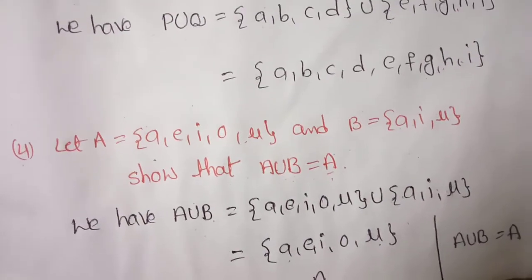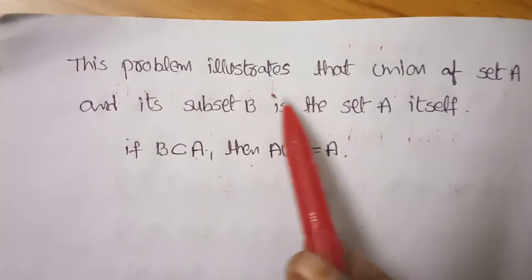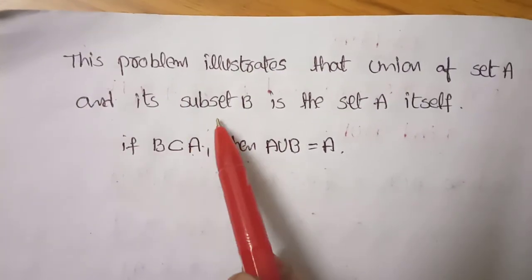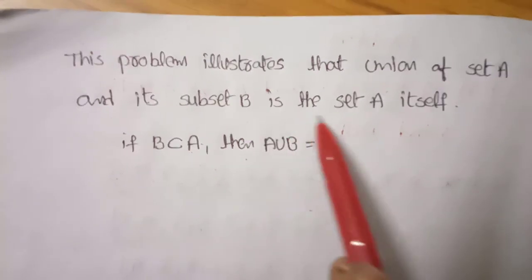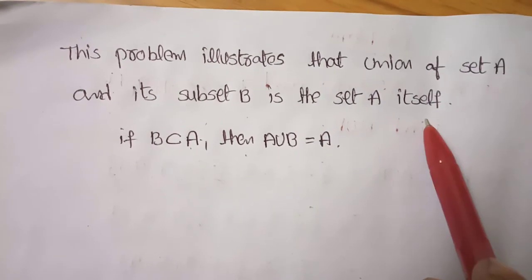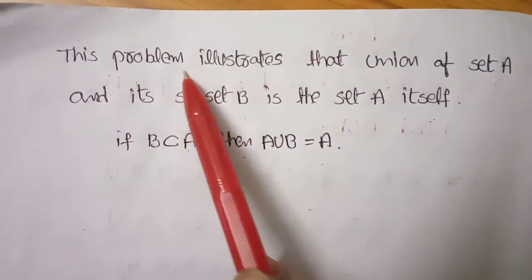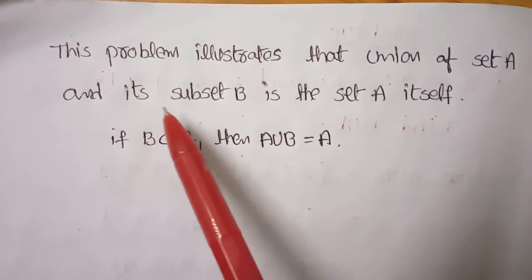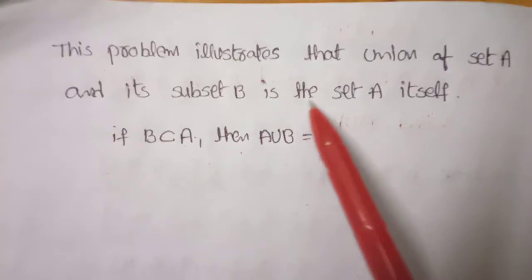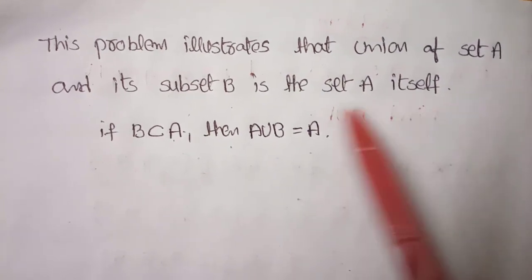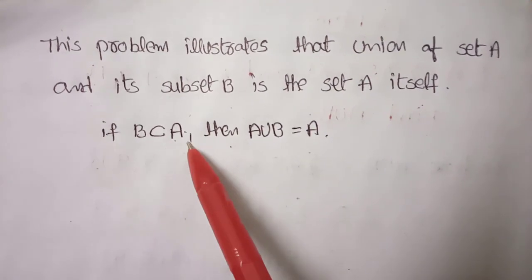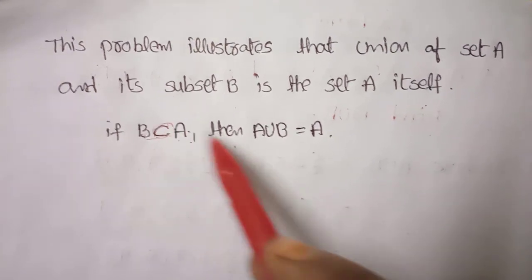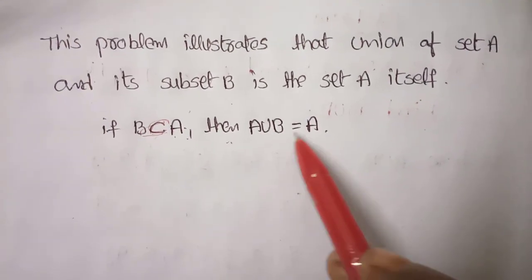Okay, this problem illustrates that the union of set A and its subset B is the set A itself. Then if B is a subset of A, then A ∪ B is equal to A.